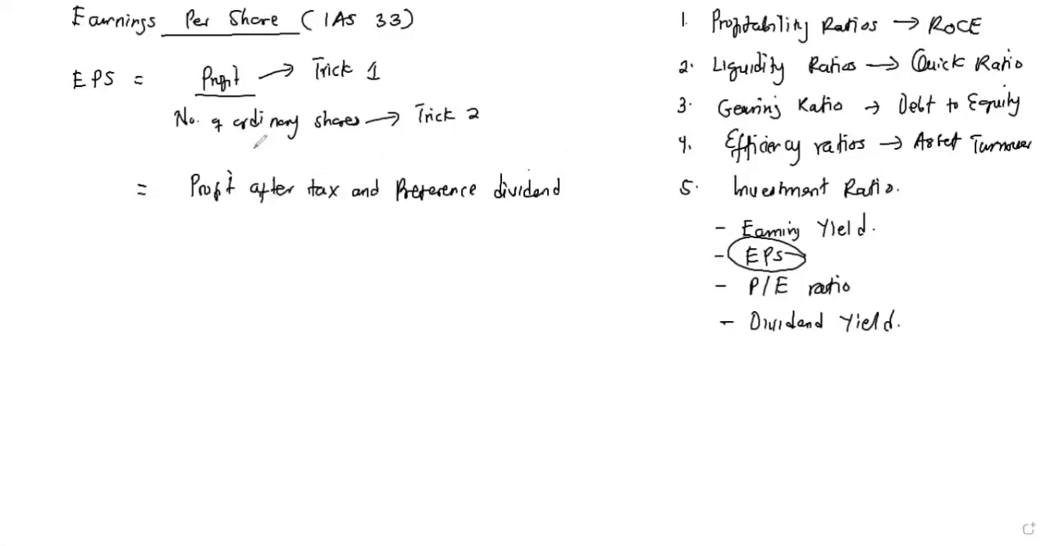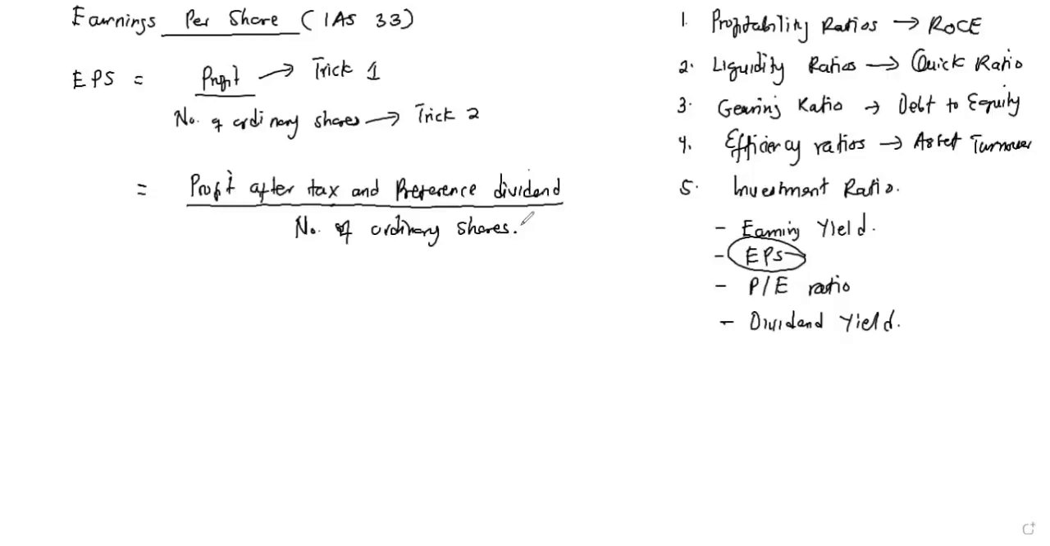That's why the denominator was over the number of ordinary shares. It means that you cannot divide it by the total number of shares. We divide it by the number of ordinary shares. Please take note of that. So we've addressed the first trick. The first trick is that the profit should always be after tax and preference dividend. Please take note of that. The profit we are looking at should always be after tax and preference dividend.